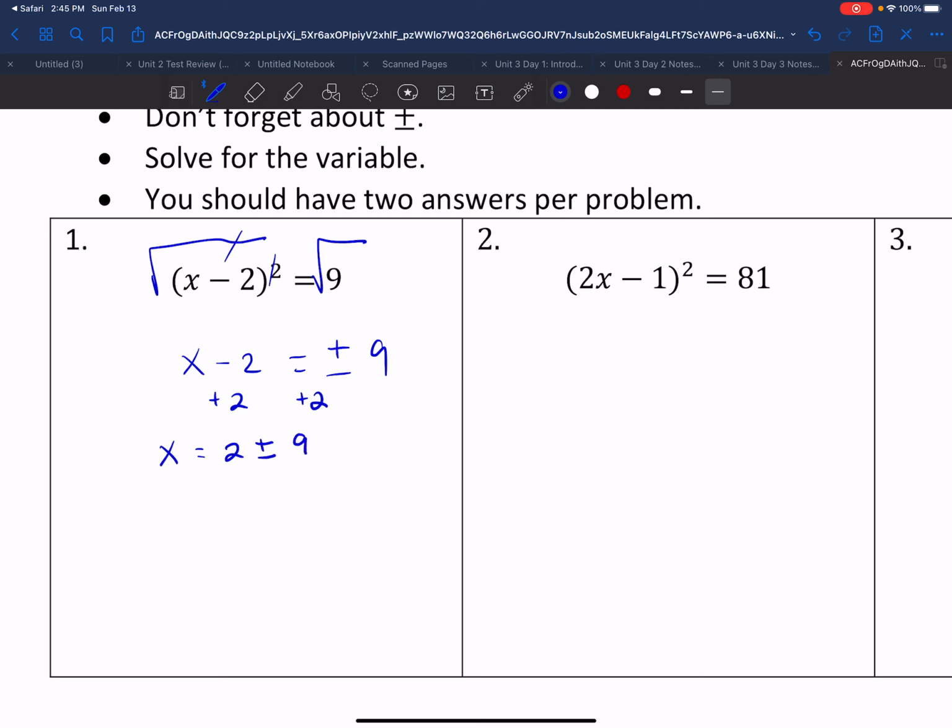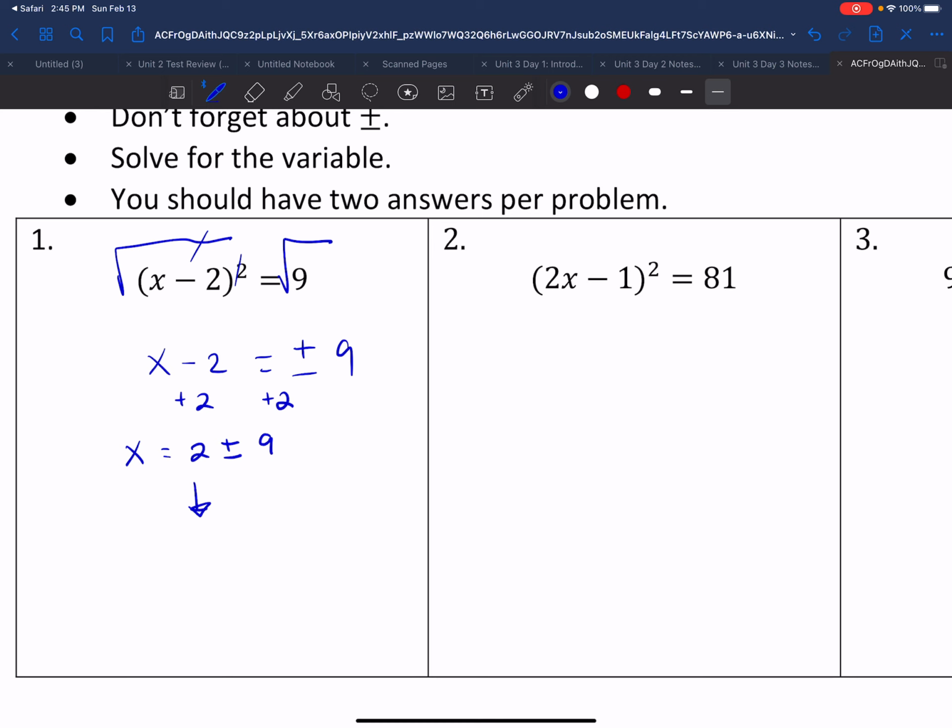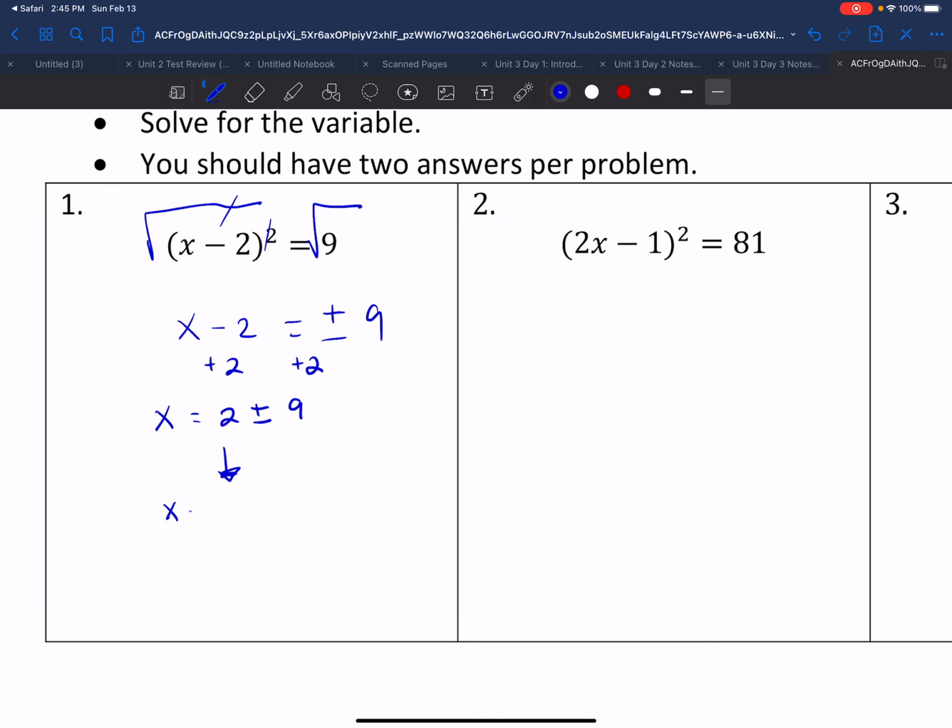And you're not done because this is saying 2 plus or minus, so you need to do 2 plus 9 and 2 minus 9. Okay, so really, let's just draw an arrow and just say, okay, x is equal to 2 plus 9, and then x is equal to 2 minus 9. 2 plus 9 is 11. 2 minus 9 is just negative 7. And then your answers are x is equal to 11 and x is equal to negative 7.